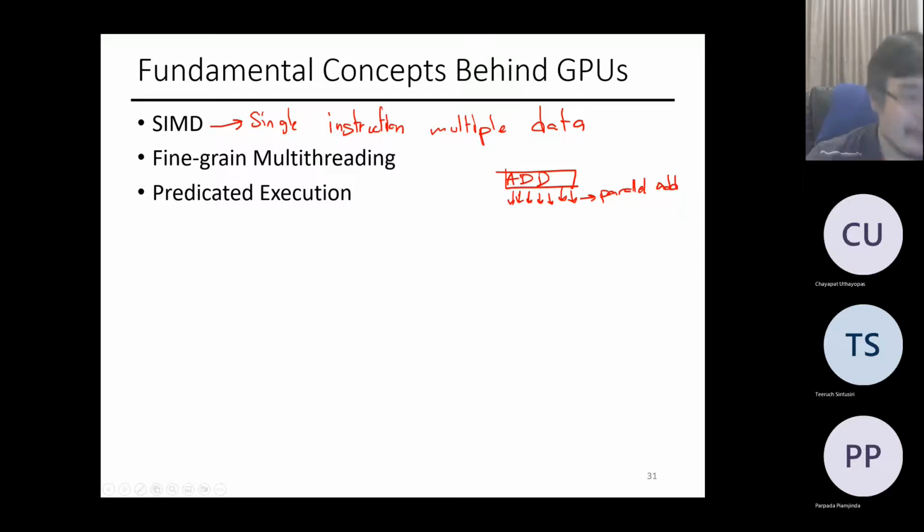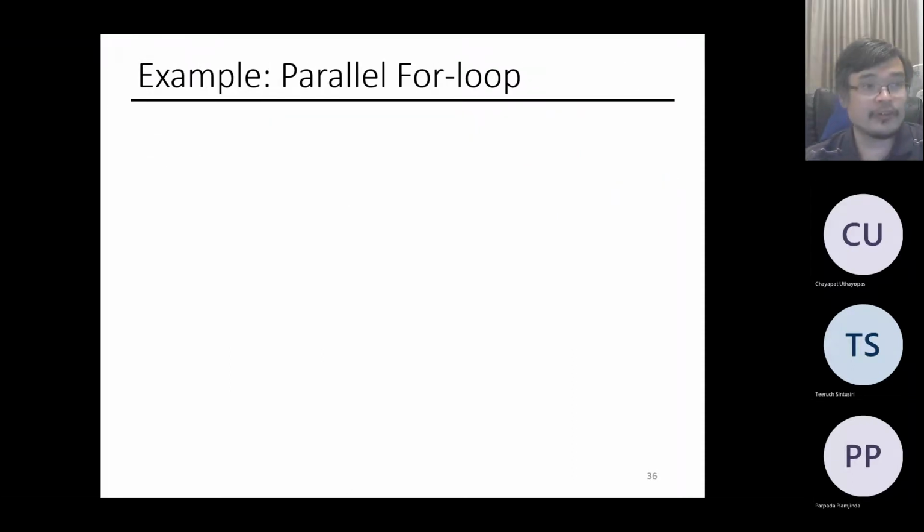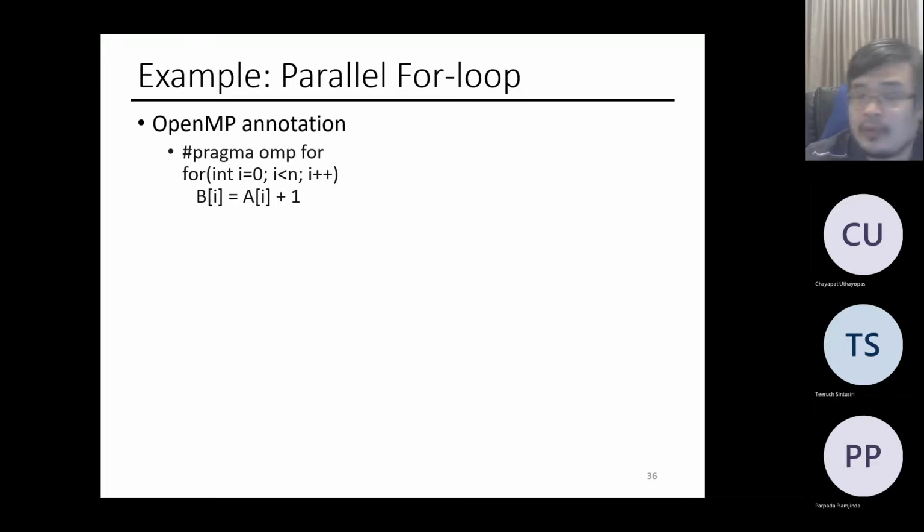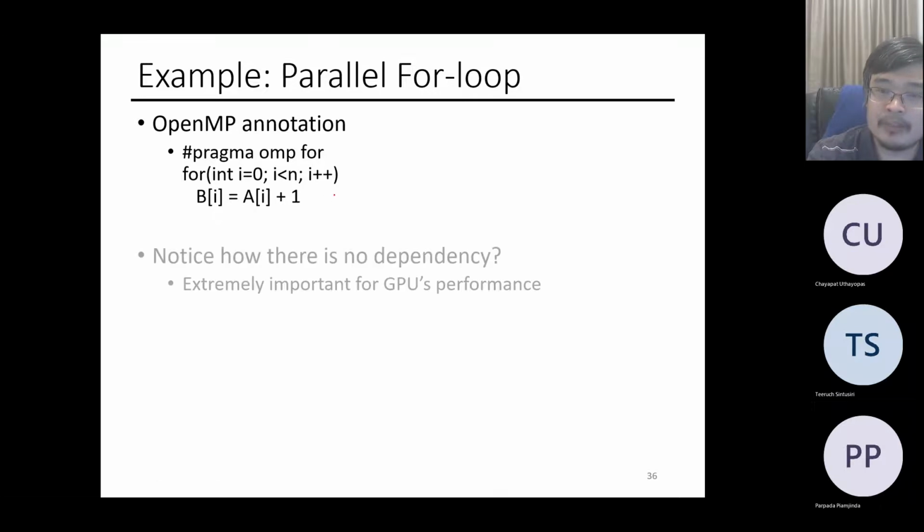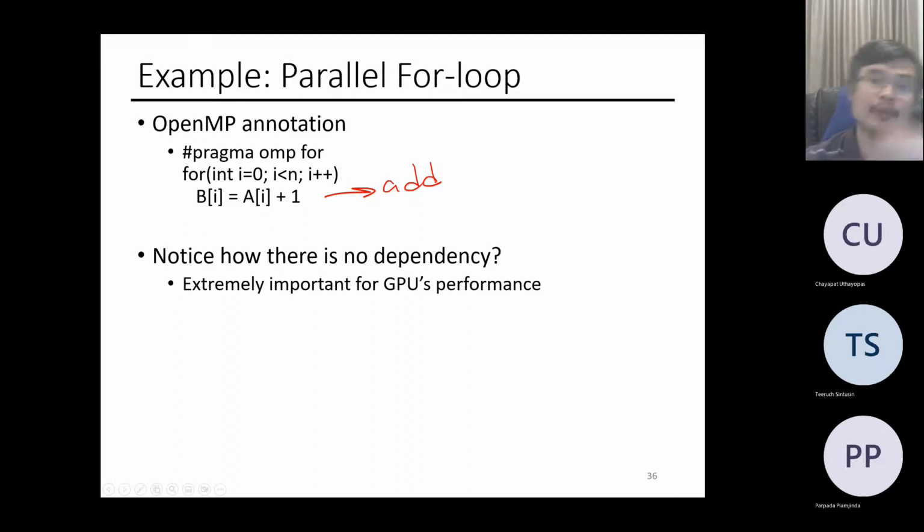Basically, think of VLIW, but now you have one fetch, one decode. The compiler would then spread out all these operations everywhere, and execute that code in a SIMD manner, right? Code that is useful for SIMD is things like, for example, a parallel for loop, where you have pragma OMP, right? In this case, this is a bunch of adds: add A[i] plus 1 on every single element of A and write the result back into B, right?